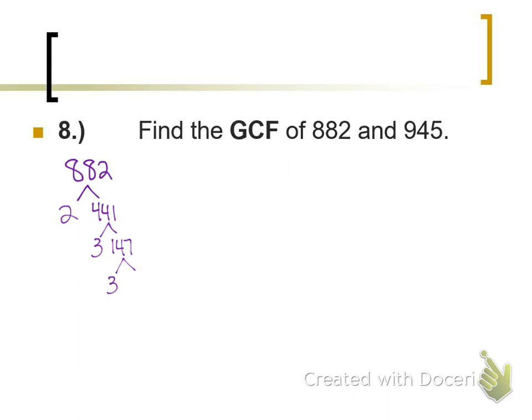We can do the long division if we need to. What'd you get? All right, 49 is not prime because it can break into 7 and 7. Okay, so now at the bottom we have all prime numbers. 2, 3, 3, 7, and 7 are all prime. So that's my list for 882: 2 times 3 times 3 times 7 times 7.